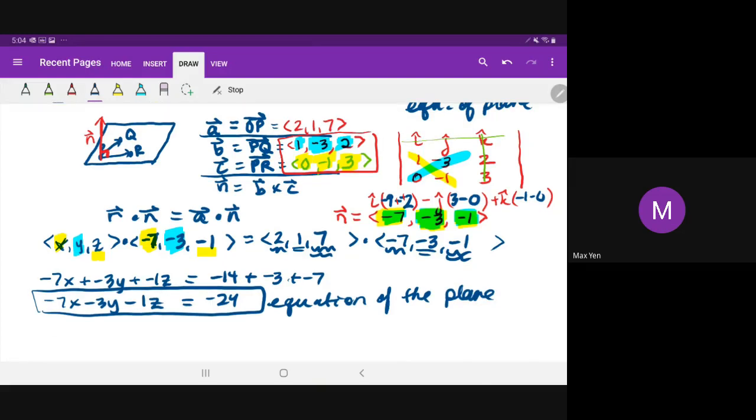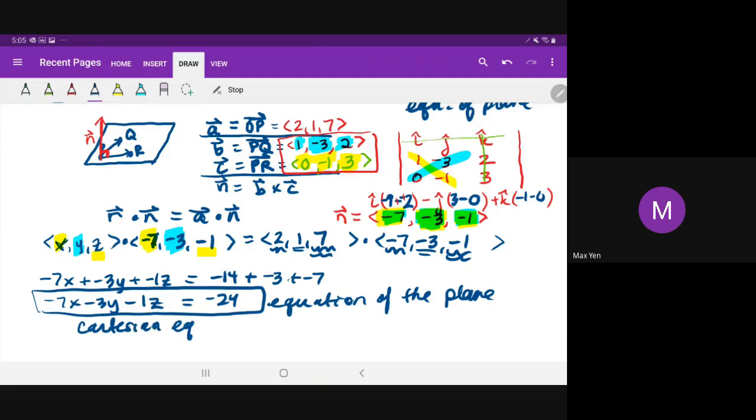Does your equation of a plane have a t in it? No, so it's not parametric. Does your equation have a vector in it? No, so it's not a vector. Your equation only has x, y, z in it. So if it only has x, y, z in it, it's called a Cartesian equation.